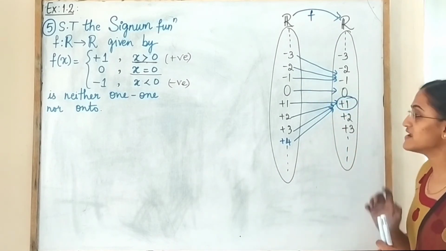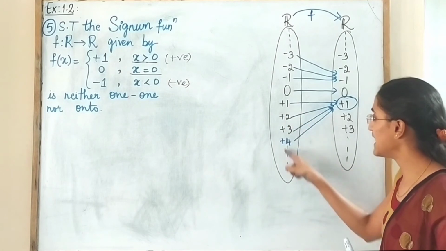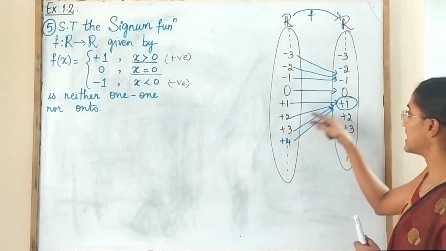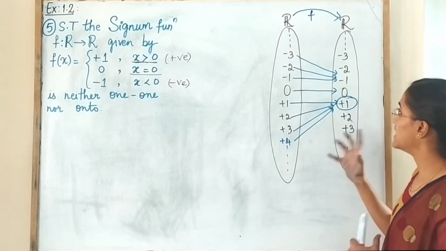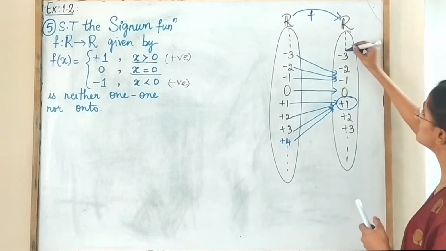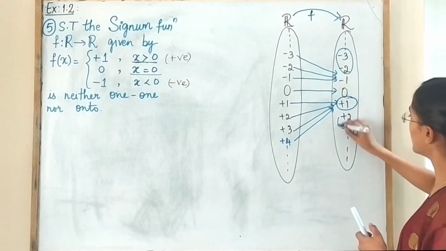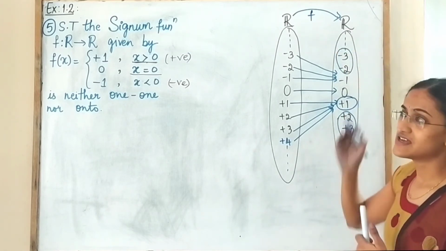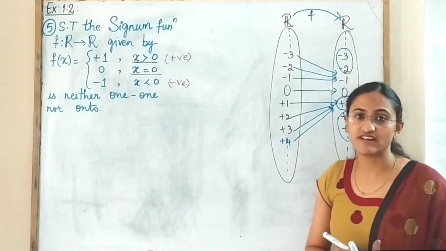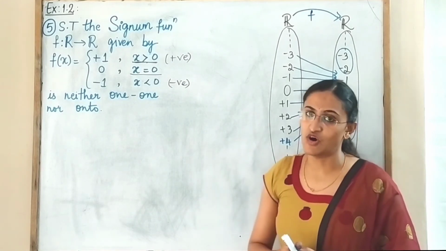Observing it, you can easily notice that many elements of the domain are mapped to a single image, and many elements which are there in the codomain are not being mapped, and hence the given function, the signum function, is neither one-one nor onto.